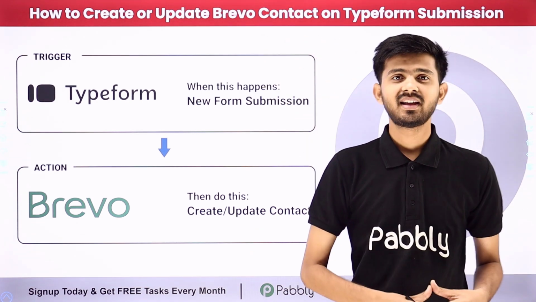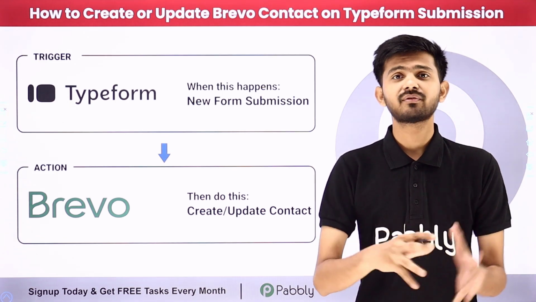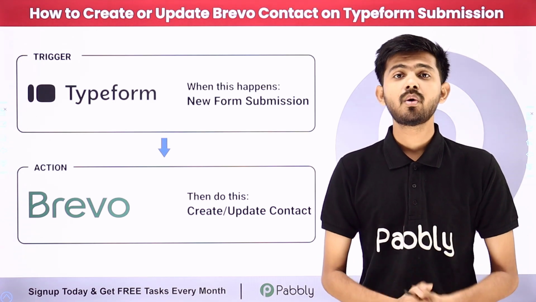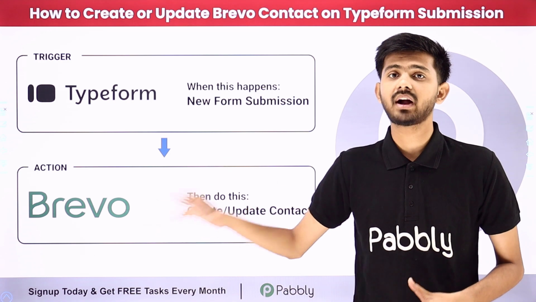So here my objective is that whenever I receive a new form submission from Typeform, then automatically, by using all the details of my Typeform, I'm going to create or update a new contact in my Brevo account.